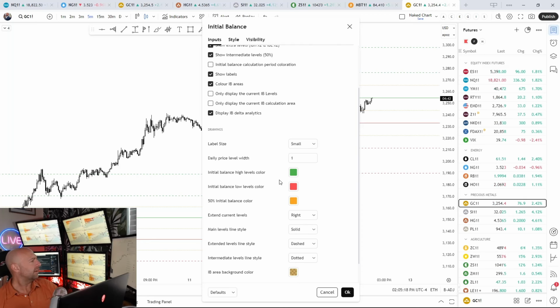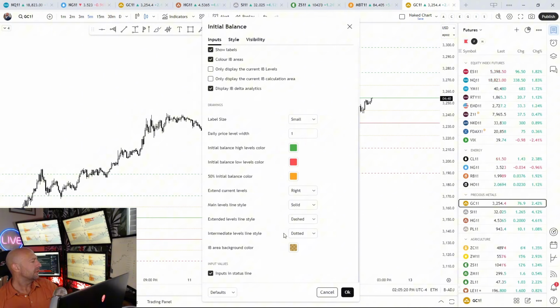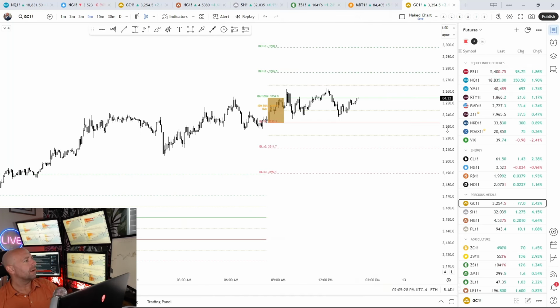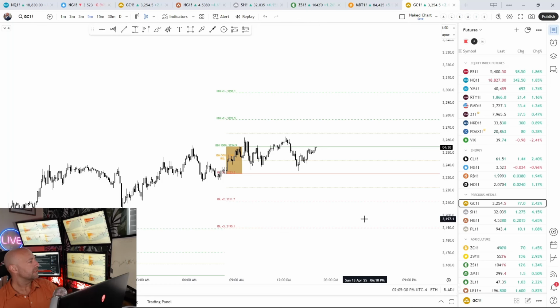You can change the colors. You can change the labels, pretty much how it looks. And for the most part, you can get rid of some of the lines. But I recommend having, for the most part, the default settings for this.